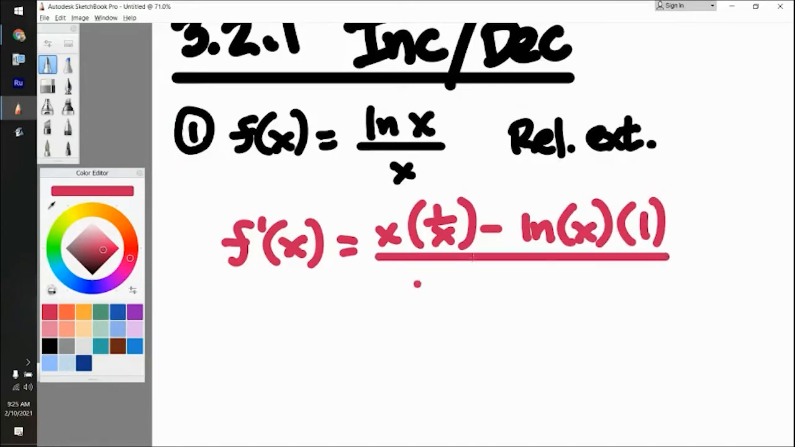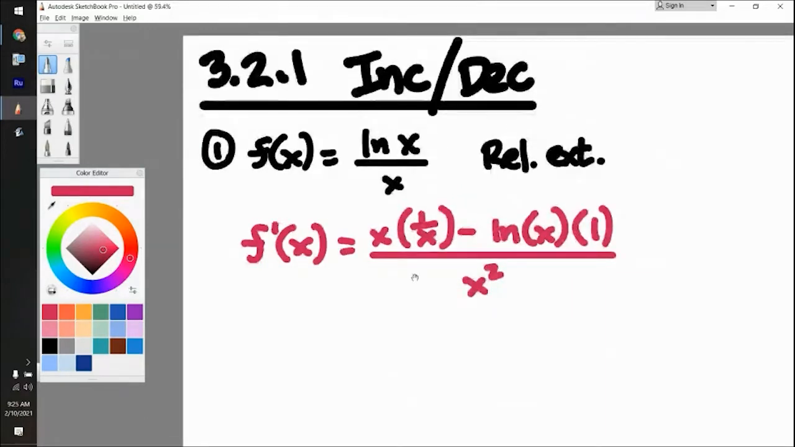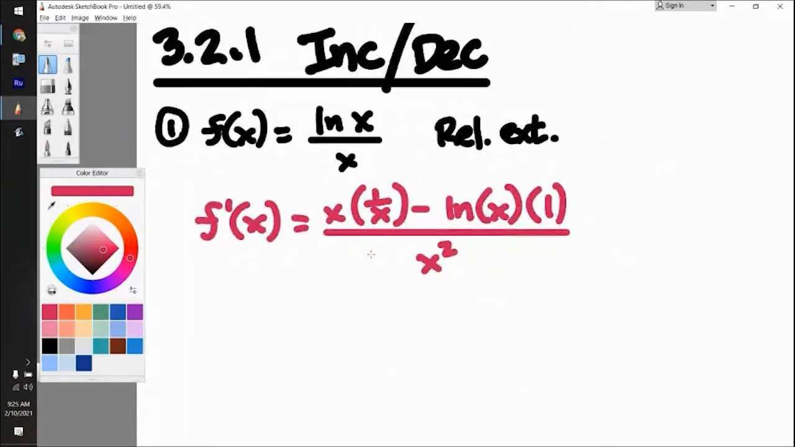All of this is divided by x squared. Now, the relative extrema is found generally using critical numbers. So what you're going to want to do for this is find the critical numbers. And how do you find the critical numbers? You take the derivative and you set it equal to what? 0, and then you solve.